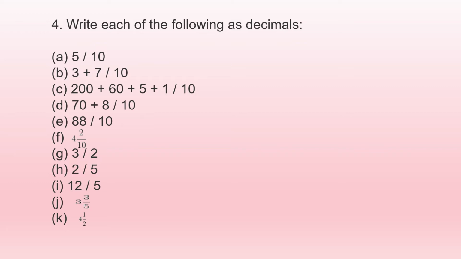So what is 5 by 10? Means 0.5. Very good. Next question. 3 plus 7 by 10. 7 by 10 means 0.7. So when we add these two, we will get 3.7.